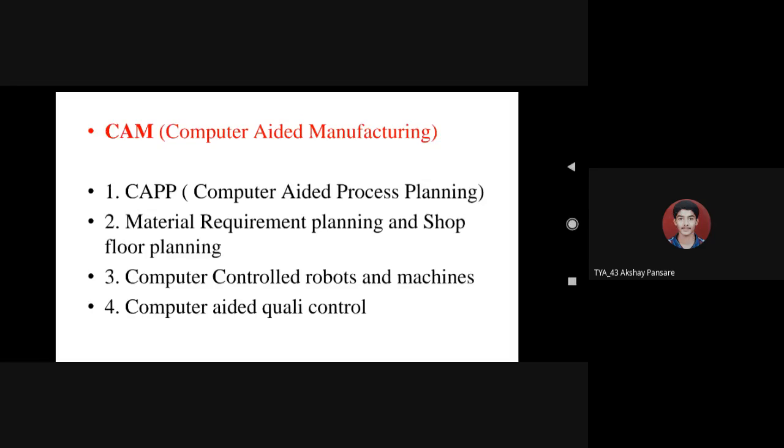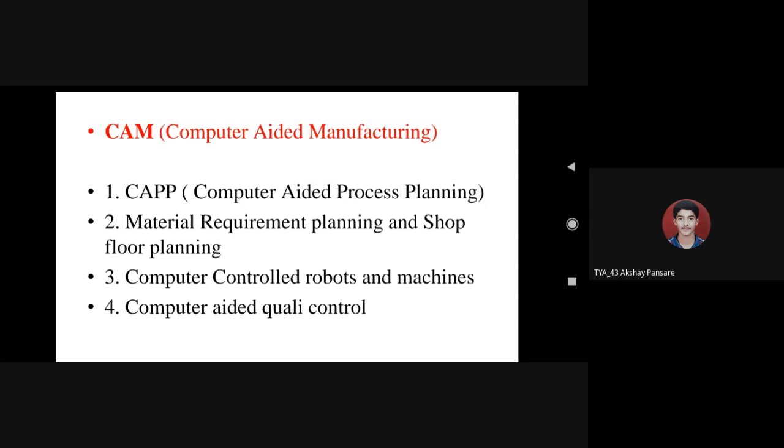Where the manufacturing area is required, shop floor planning is also required. According to that, we use all these points for computer aided manufacturing. Next is computer controlled robots and machines. After the material is collected in the industry and the shop is ready, what is the next procedure? Is manpower required, is any robot required, are different machineries required? That requirement we can gather here in computer aided manufacturing.